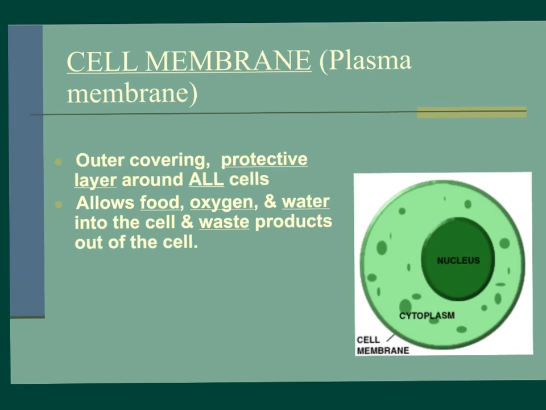The cell membrane is also known as the plasma membrane. It is the outer covering, the protective layer around all of the cells. For cells with a cell wall, the cell membrane is inside of the cell wall. Now, the cell membrane allows food and oxygen and water into the cell and waste products to move outside of the cell.